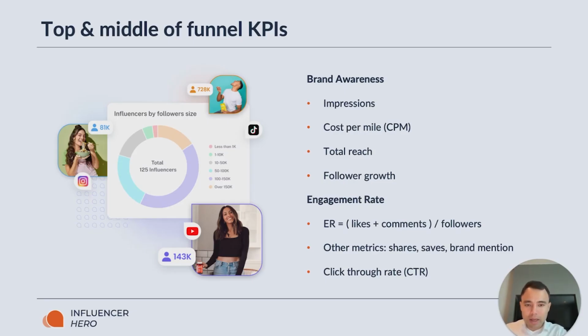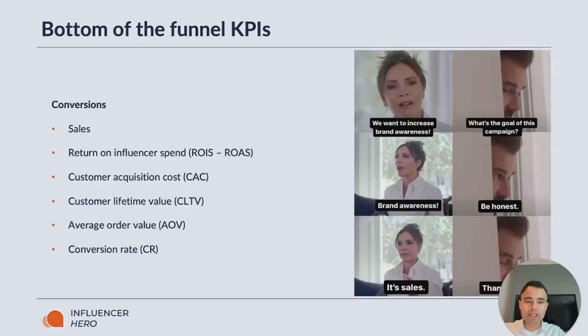Engagement rate, right? This is more of a mid-funnel KPI. So engagement rate is the most important one, right? Typically it's likes plus comments divided by followers, but other metrics can also be included like shares, saves, brand mentions. Then we have click-through rate, also a mid-funnel KPI to look at, right? If you see a very low CTR, maybe something with the video types is wrong. Maybe you can improve the CTA at the end of the video, whatever it is, right? So these are the most important top and mid funnel KPIs you should track.